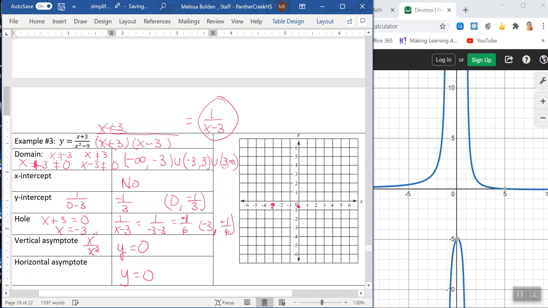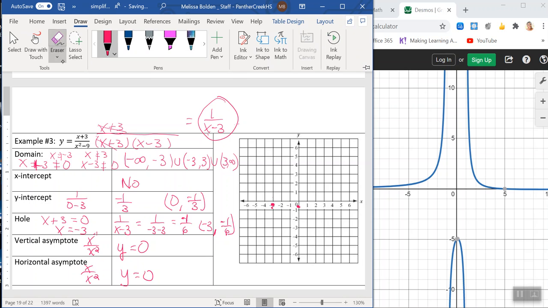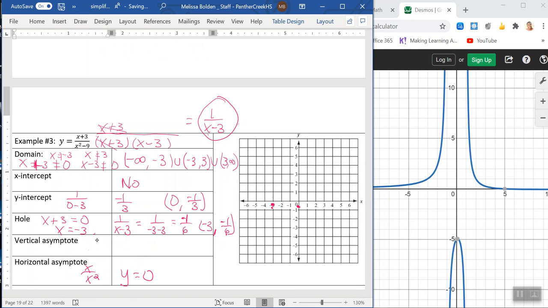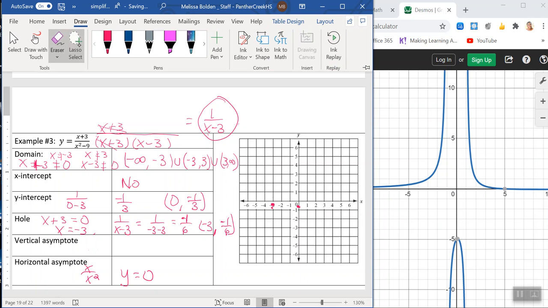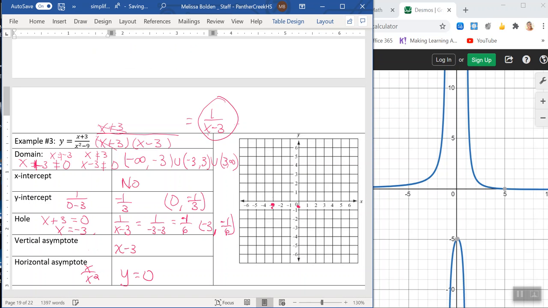I don't know. And then our vertical asymptote, we have to look at where the denominator is 0. But remember, it can't be both a hole and a vertical asymptote. So 1 over x plus 3 is not a vertical asymptote because it's a hole. So I only have to look at 1 over x minus 3. So x minus 3 equal to 0. I get a vertical asymptote at x equals 3.